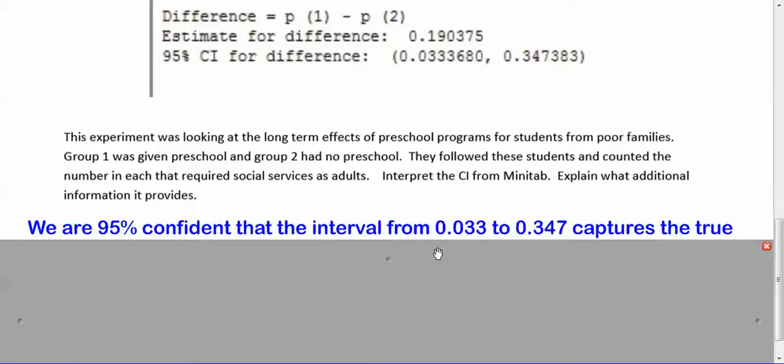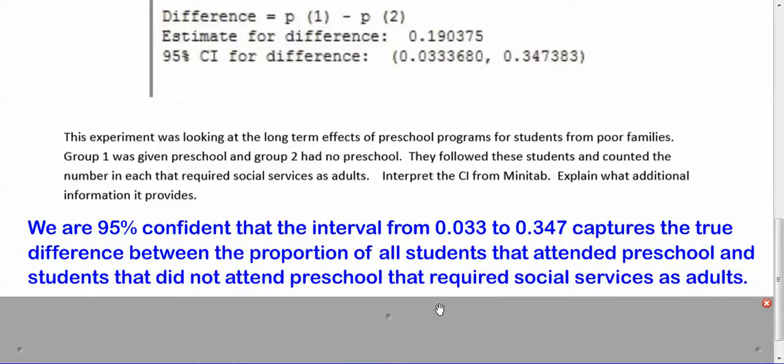Hopefully it looks something like, we are 95% confident that the interval from, I used 3 decimal places here, 0.033 to 0.347, captures the true difference between the proportion of all students that attended preschool and students that did not attend preschool that required social services as adults. I am going to be the first person to admit a lot of times the context is a pain. It can be long and wordy, but remember the conclusion is usually the last thing the grader sees. Make a good impression. Make sure you have really, really good context.